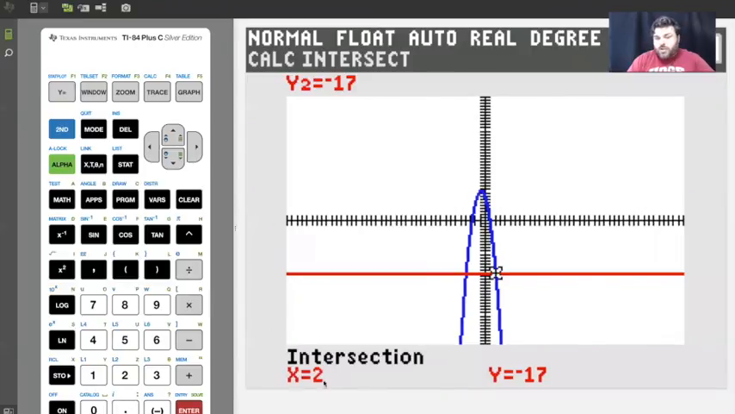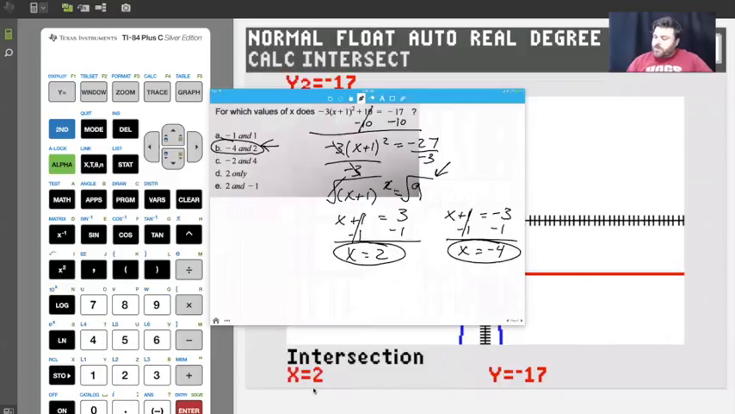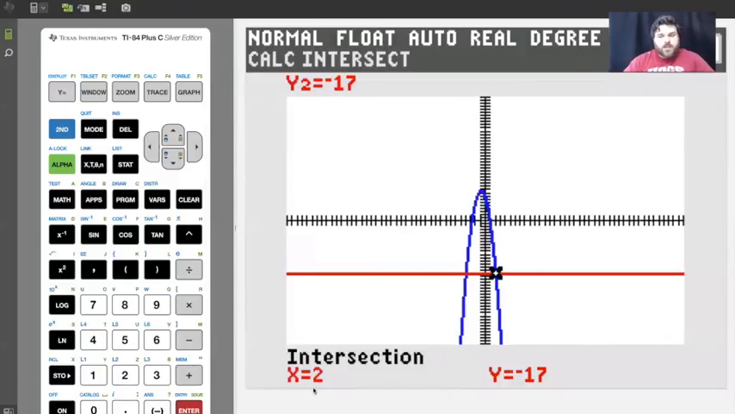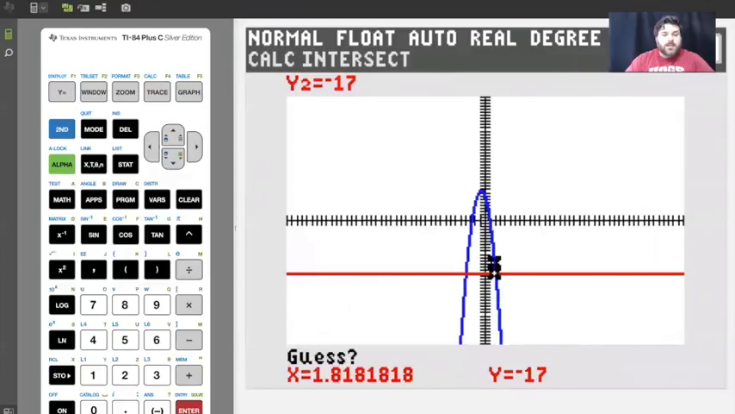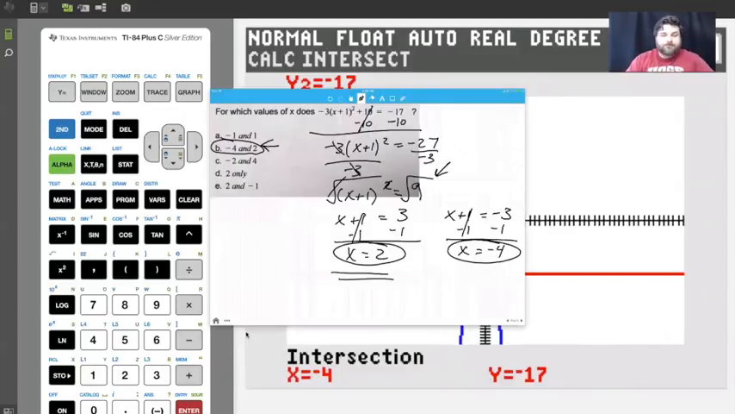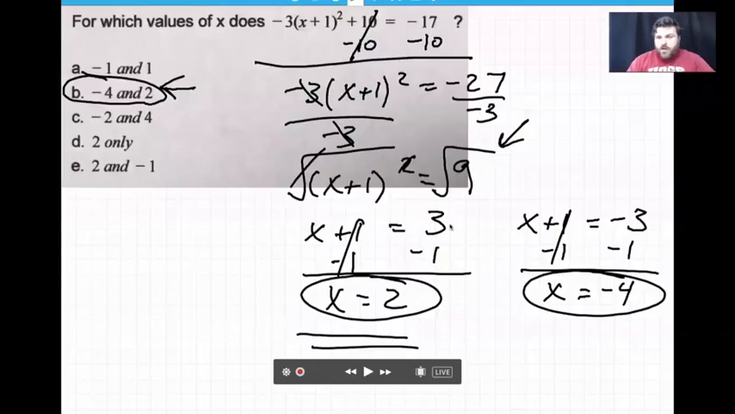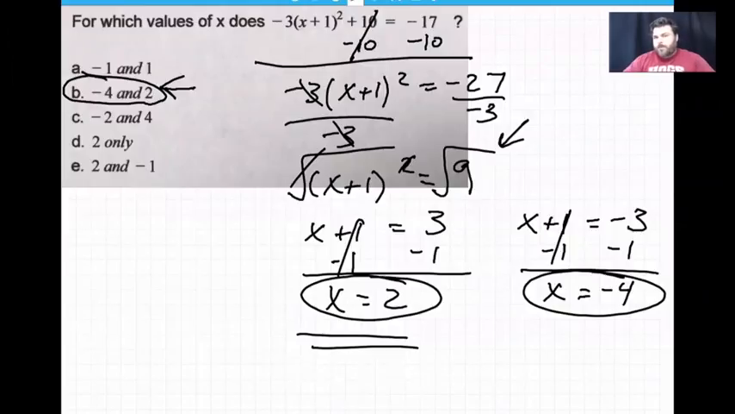There we go. X equals 2. Remember, we don't care about the y value. So x equals 2, right? That's that first solution we got here. The other one is they're going to intersect at negative 4. Second, calculate, number 5, enter, enter, and then go over here, hit enter. You'll find that negative 4 is also the intersection point. Okay? Pretty straightforward. Anytime you want to solve an equation, you can always use your graphing calculator.